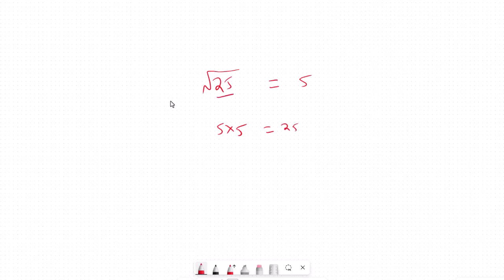So a square root of a number is a number which, when multiplied by itself, gives you that original number. So 5 times 5 is 25. Similarly for 36, it'll be 6 because 6 times 6 equals 36. Okay, so now let's find the square root of a number using long division. Let's just start with a 3-digit number.